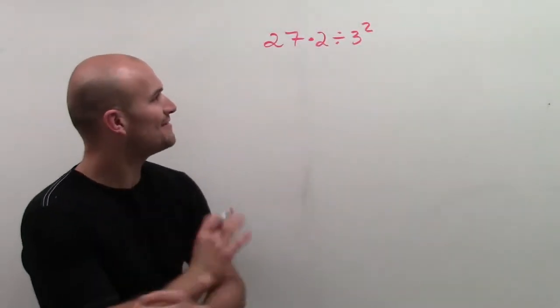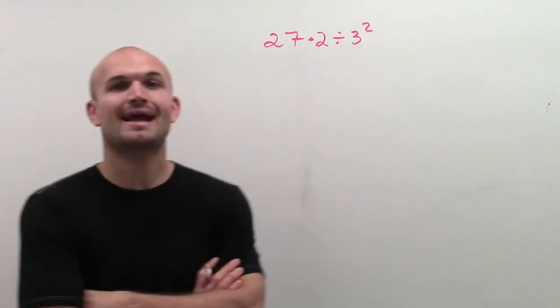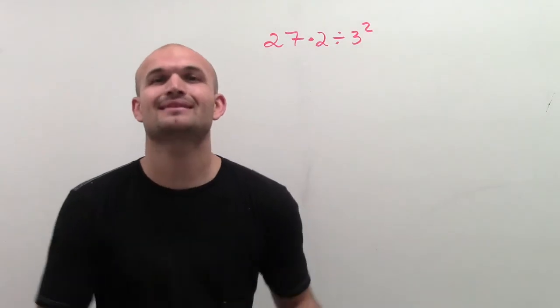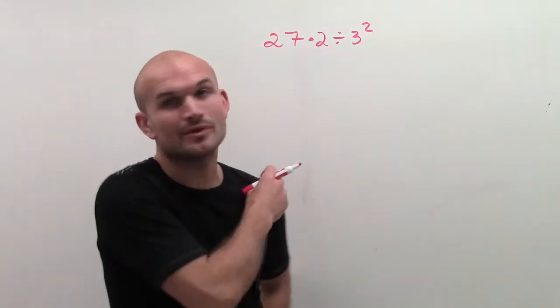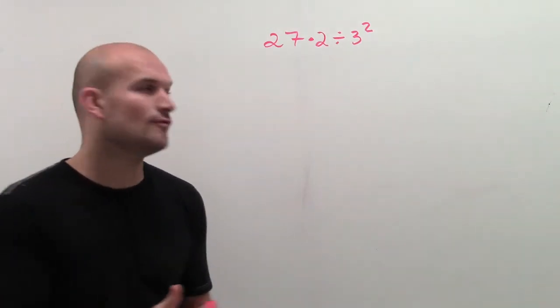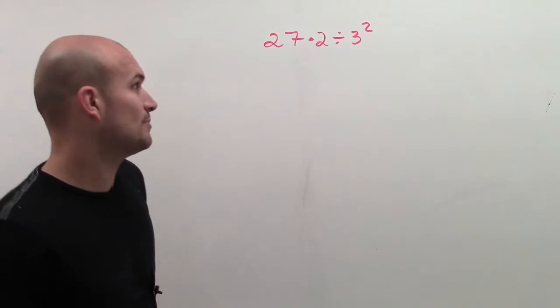Welcome. So here I have 27 times 2 divided by 3 squared. And I really hate when I see this type of problem written like this because I don't like this division symbol. I think it really kind of messes things up for students. But it can be helpful for us to see what we're going to be using for our order of operations.